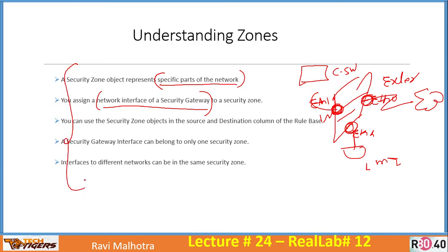Let me just go through it again. A security zone represents a specific part of a network. The external zone only represents this part. The DMZ zone only represents this part. Internal only represents this part. Okay. Let me move on now.